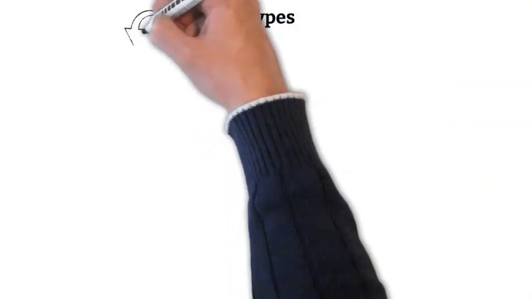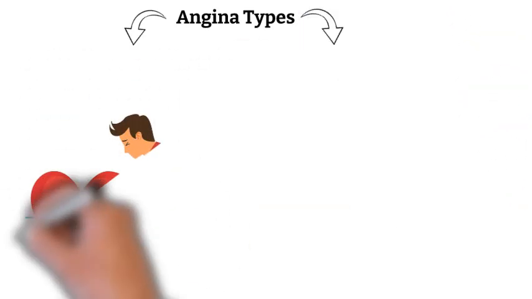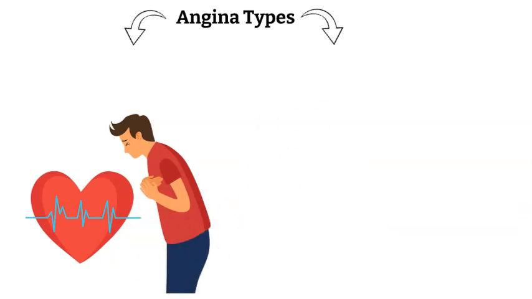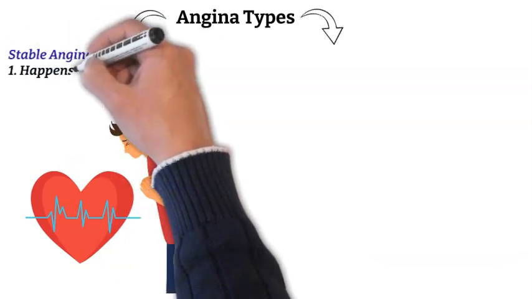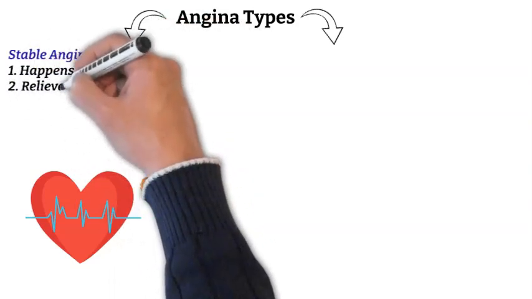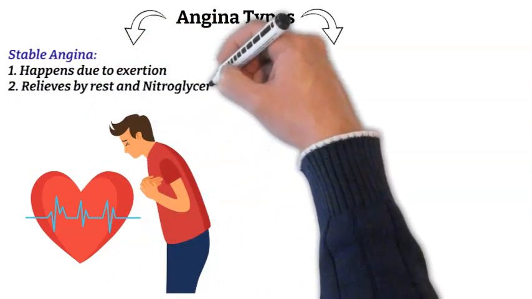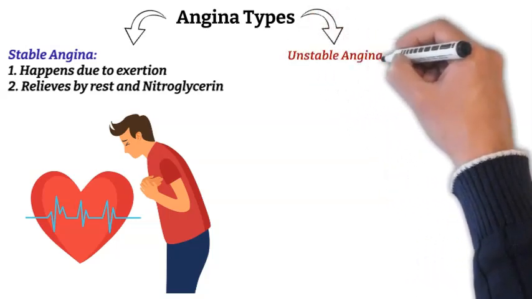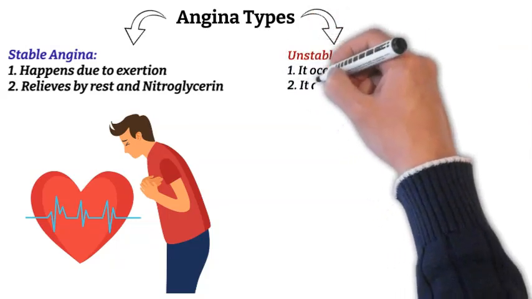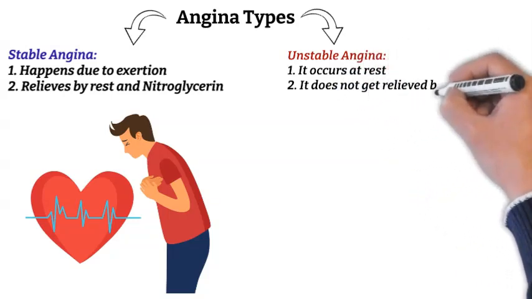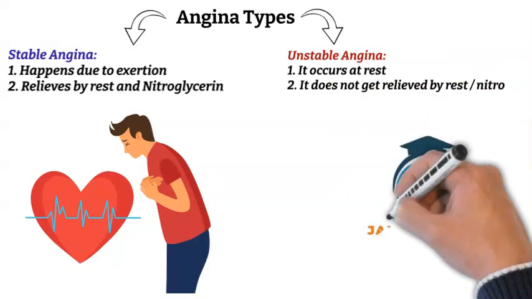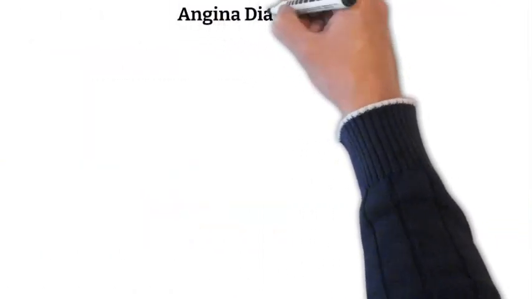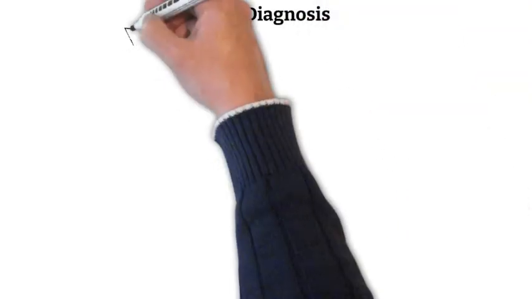Now, let's talk about types of angina. In terms of pain and how it occurs and how it is relieved, once the chest pain happens, it is divided into two parts: stable angina and unstable angina. For stable angina, it happens due to exertion, but it is relieved when the patient rests or takes nitroglycerin. On the other hand, unstable angina occurs at rest, but it does not get relieved by rest or taking nitroglycerin.